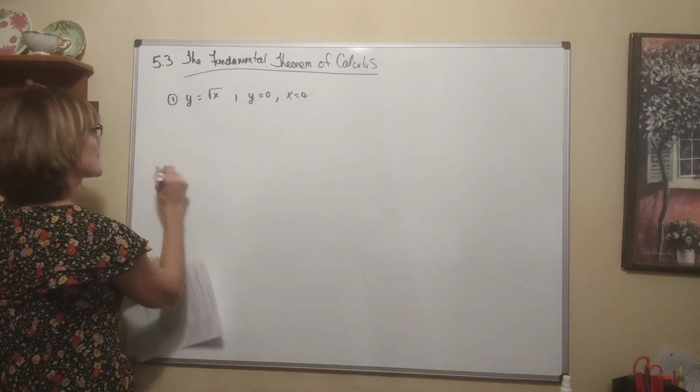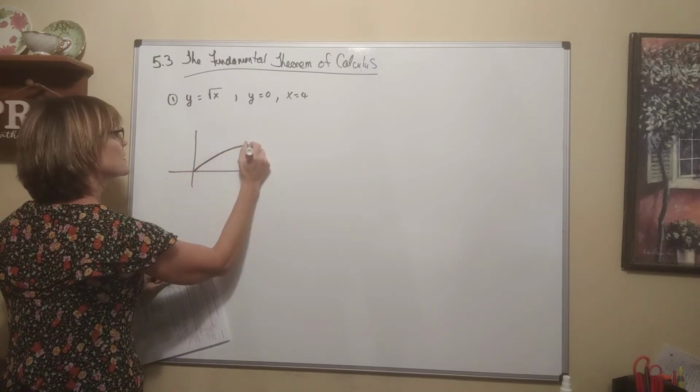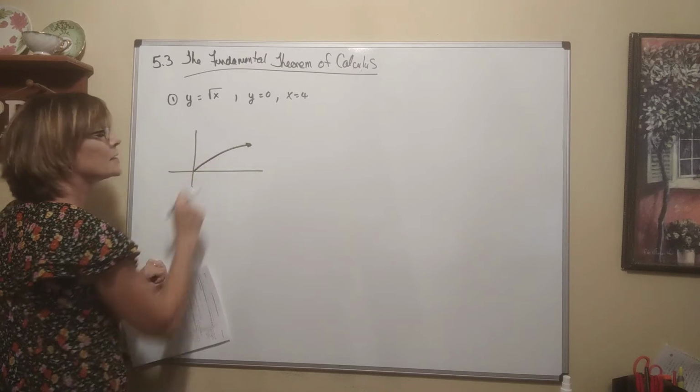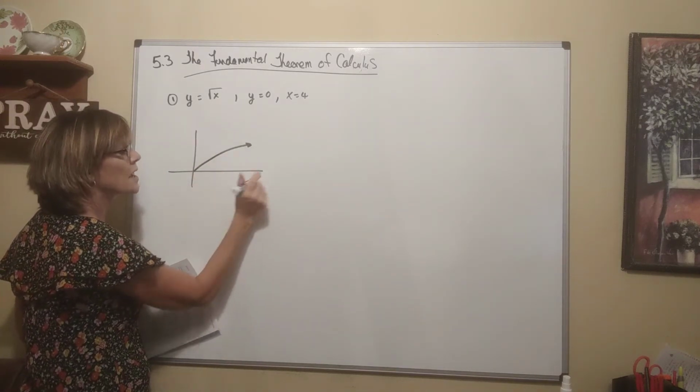So let's sketch this. The square root of x is a curve that looks like this, basically. And you can plug in some x values to get this graph. Y equals 0 is the x-axis here.